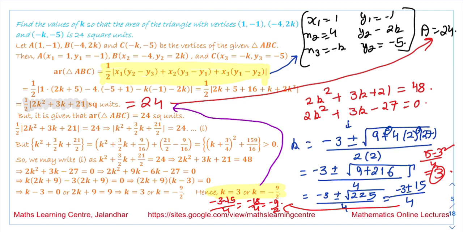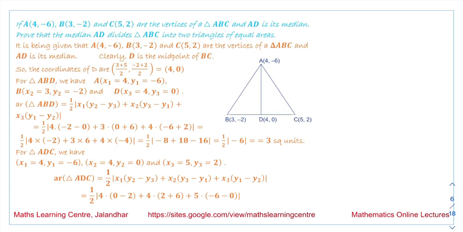Next is, if A, B, C are the vertices of triangle ABC, these are the points we are talking about, this is A, B and C, and AD is the median. We are talking about this AD is the median. So coordinates of this D, we are saying D is the midpoint. So coordinates of this point, they are 5 plus 3 by 2, comma 2 minus 2 by 2. So coordinates are 4, comma 0. We have to prove that the median divides the triangle in two triangles of equal area.